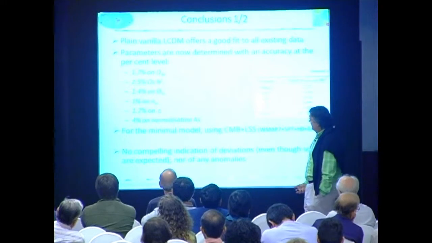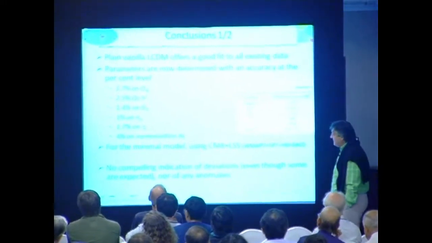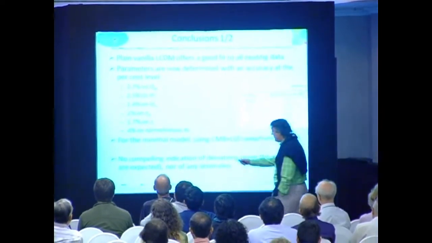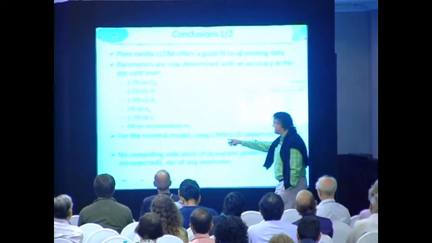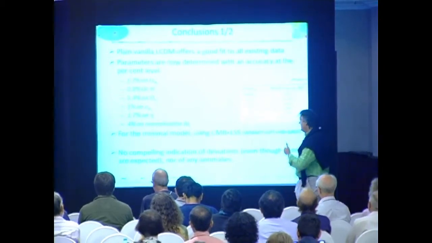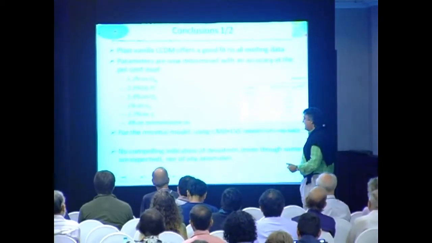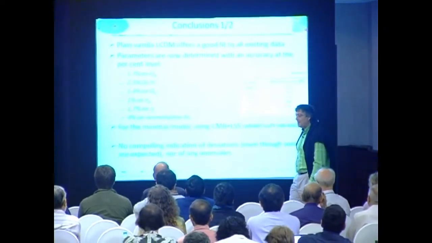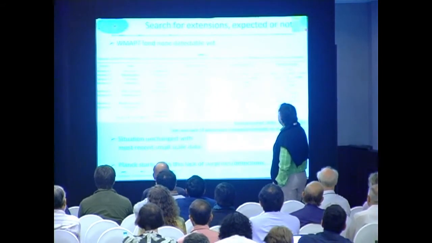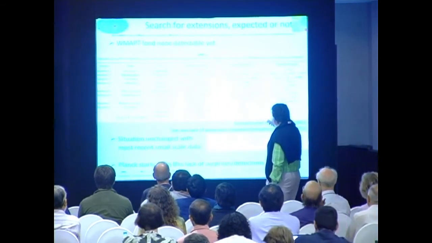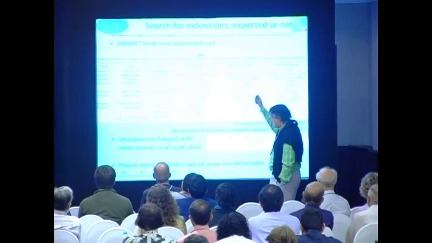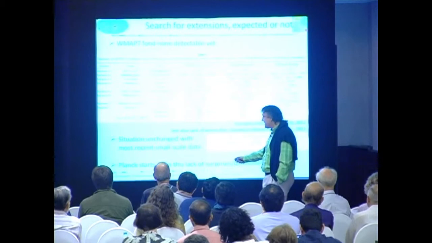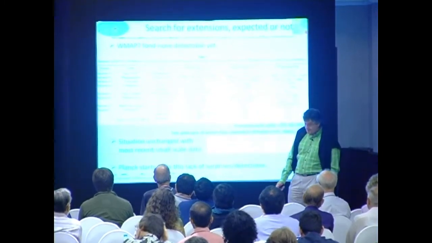Now, conclusions. Plain vanilla lambda CDM still offers a good fit to all existing data. We have percent values, and this is using the minimal model and throwing everything at it. And there is no compelling indication of deviation. We want better experiments, and some are around the corner. The search for extensions, which is from Komatsu et al., you can sort of see there. The short story is there are none. So Planck essentially starts from this lack of surprises and detection.